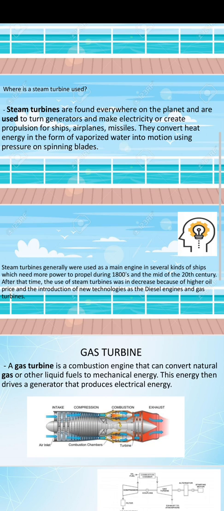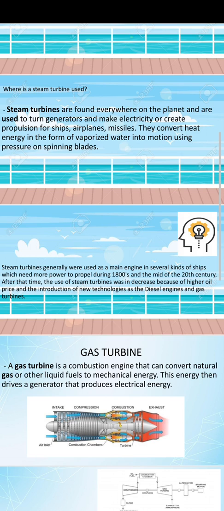Where is a steam turbine used? Steam turbines are found everywhere on the planet and are used to turn generators and make electricity, and to create propulsion for ships, airplanes, and missiles. They convert heat energy in the form of vaporized water into motion using pressure on spinning blades.